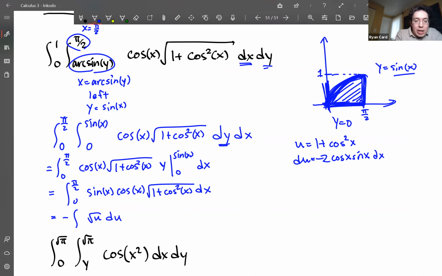And let's see, when x is equal to 0, if I plug in there, 1 plus cosine of 0 squared is 1 plus 1 squared, which is just 2. And when x is equal to pi over 2, cosine of pi over 2 is 0, so 1 plus 0 squared is just 1. And then there's a negative sign in front, so we can switch the limits of integration. The antiderivative of u to the 1/2, using the power rule, is 2/3 u to the 3/2, where u is changing from 1 to 2.